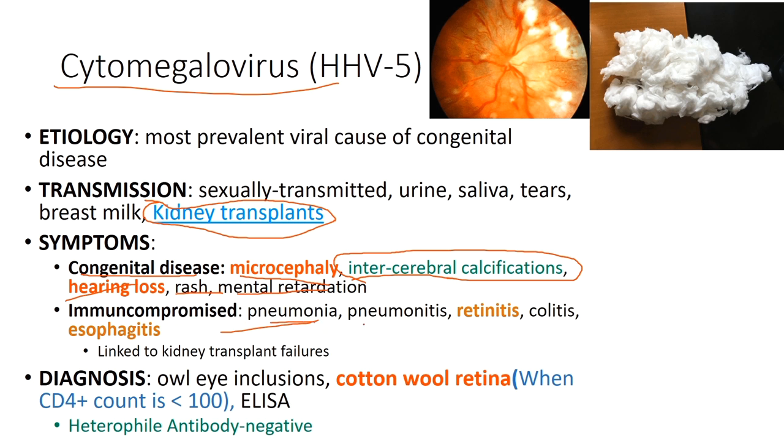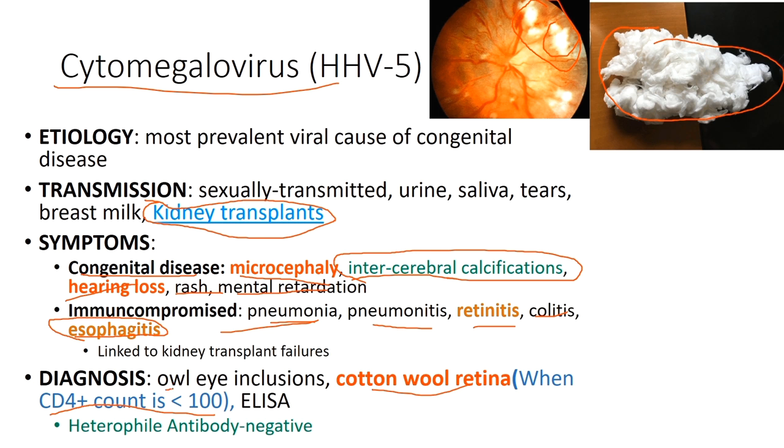In immunocompromised patients, you can have pneumonia, pneumonitis, cotton wool retinitis, colitis, and esophagitis, as we mentioned in our GI sections. As far as this cotton wool, we have a picture up here in the top right. It's similar to what cotton wool is, which is raw cotton that we picked and pulled the seeds out of. It looks similar to this, and you can see these little patches of cotton. That's what we mean by cotton wool retinitis, and that usually occurs when the CD4 count is less than 100, and we can find it on ophthalmoscope.